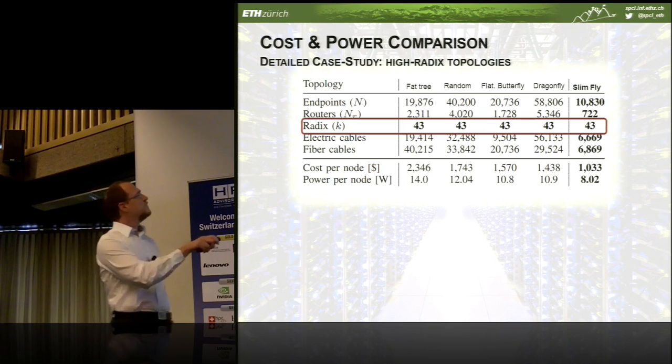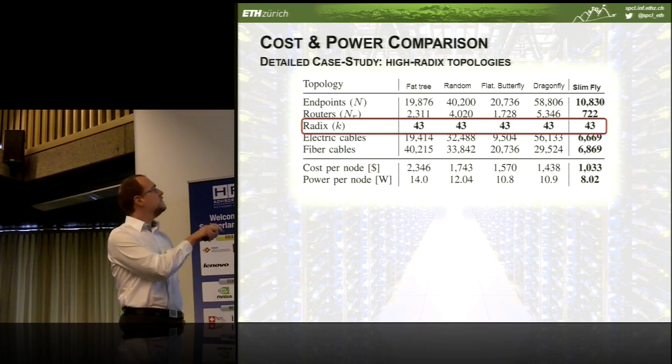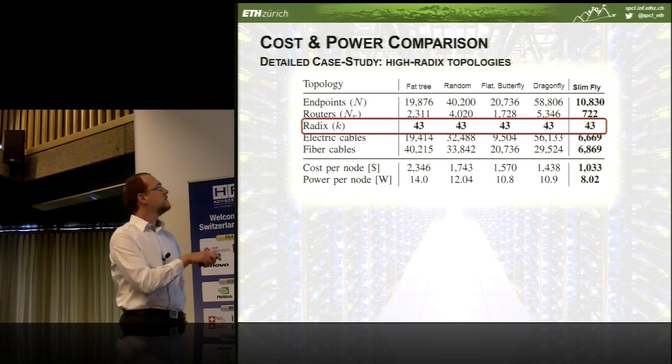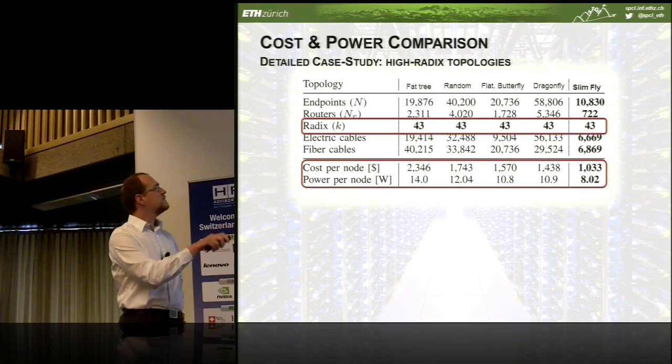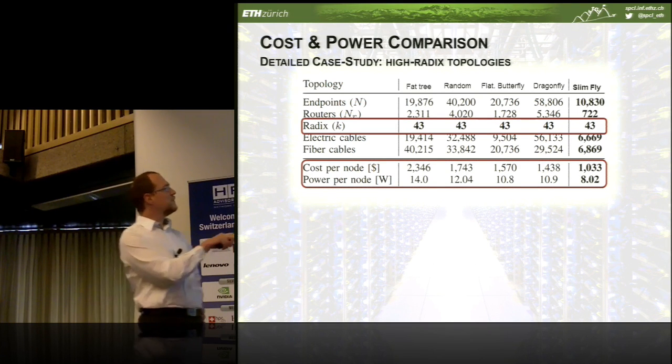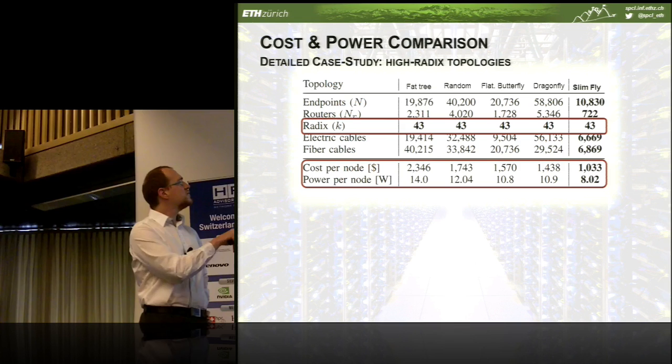So let's compare this to other topologies. Here are different topologies. Let's look at topologies that use the same switch technology. If you look at the cost per node, there are more metrics here that you can look at offline, but we again see that we are substantially cheaper than fat tree and all other topologies essentially.